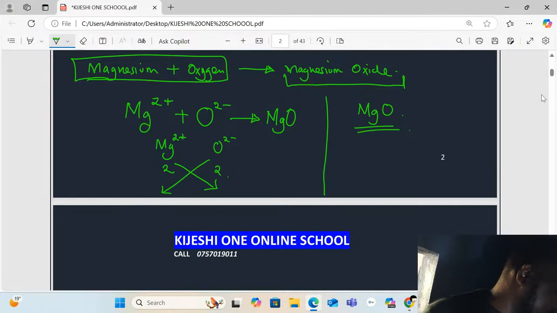Let's have something that can give us something like aluminum oxide.